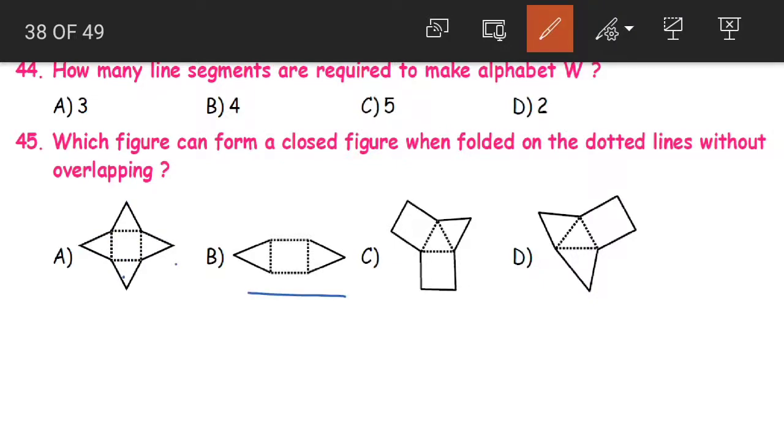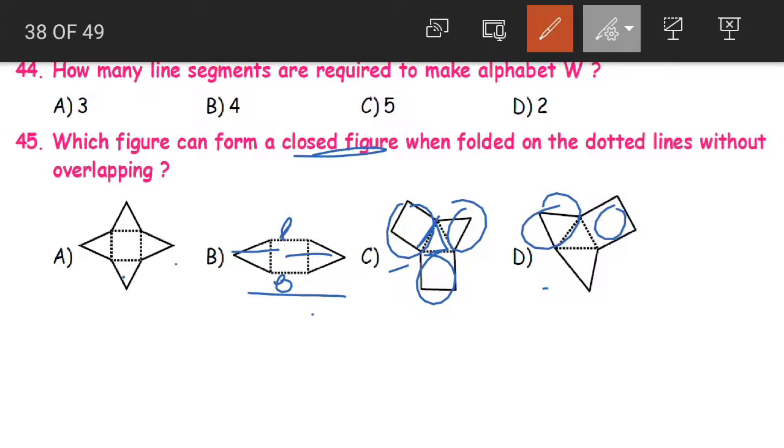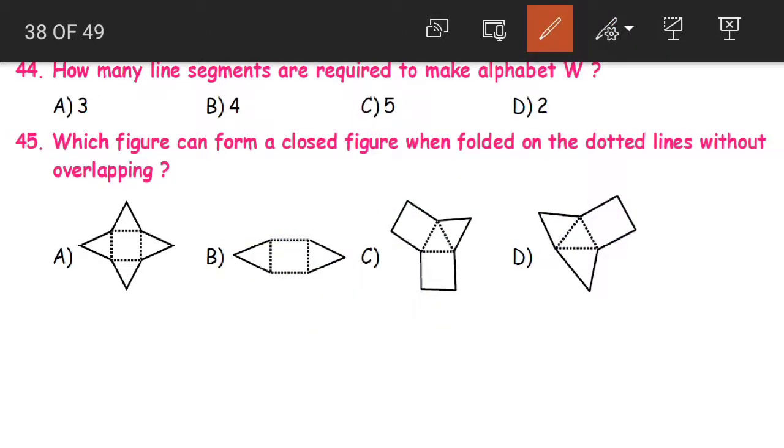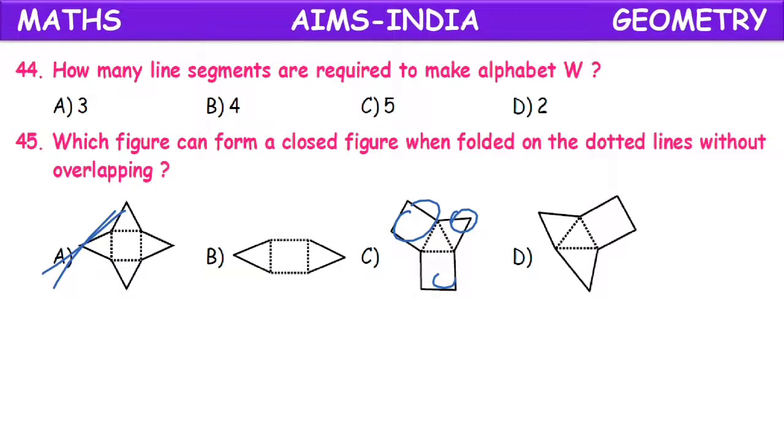When you fold the figure B, only these two will be closed. This side and this side there is no paper, so it will become an open figure. We want a closed figure. Now C and D both form closed figures, as it is having sides on all the 3 sides, but they will overlap each other, children. The sides overlap each other. So only option A is our correct answer.